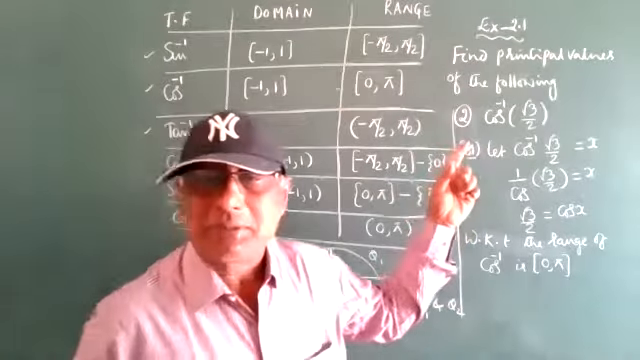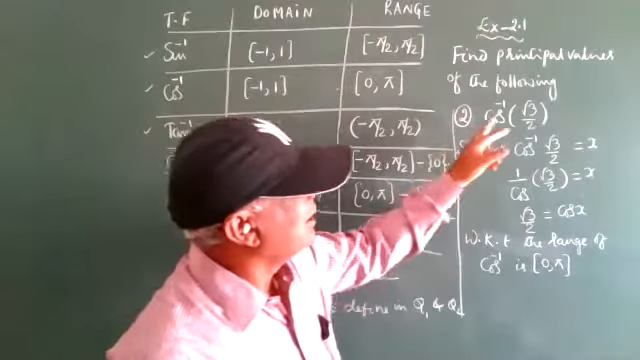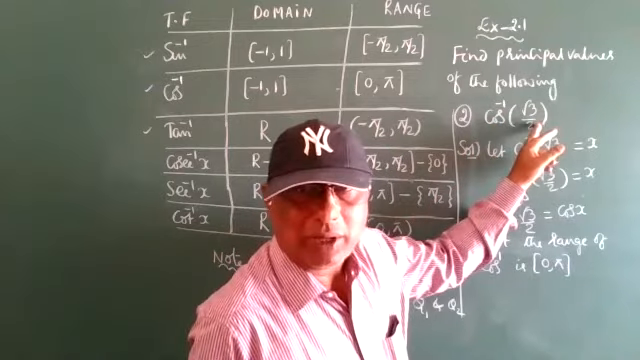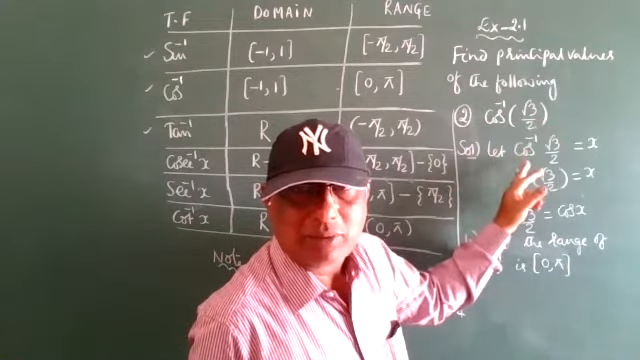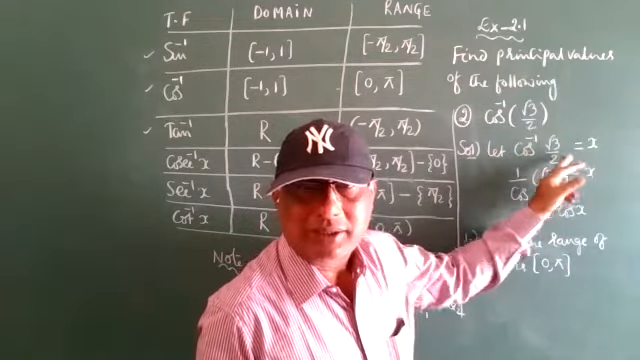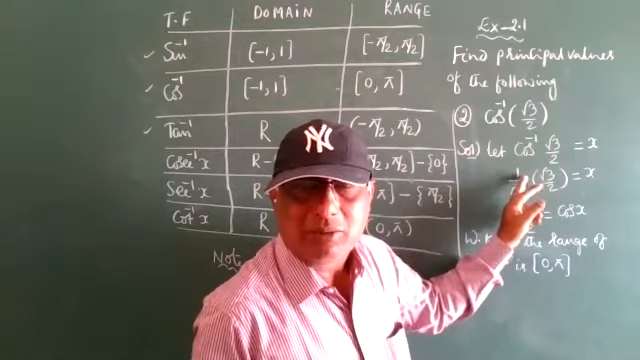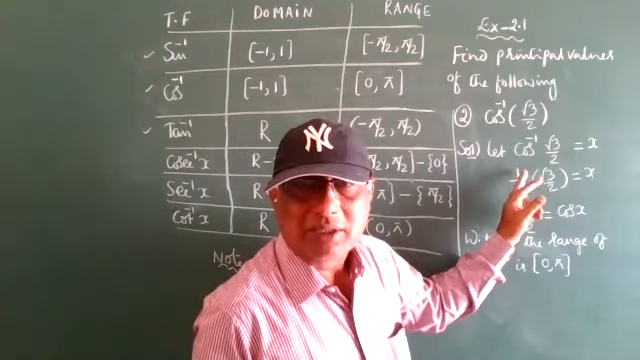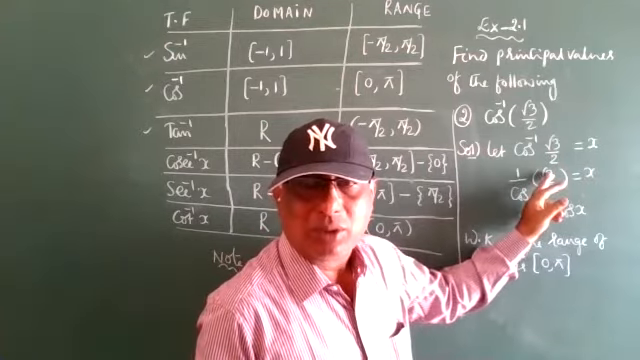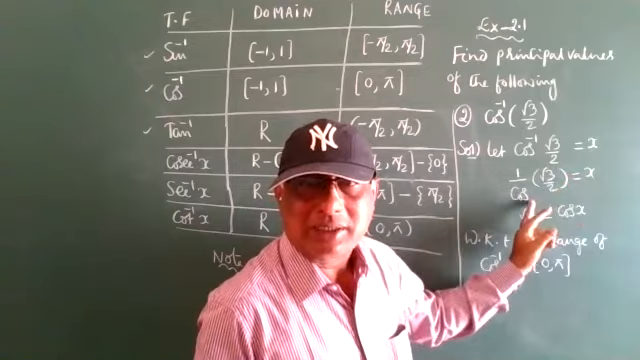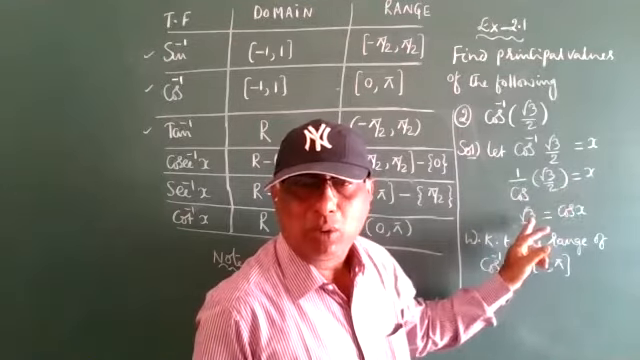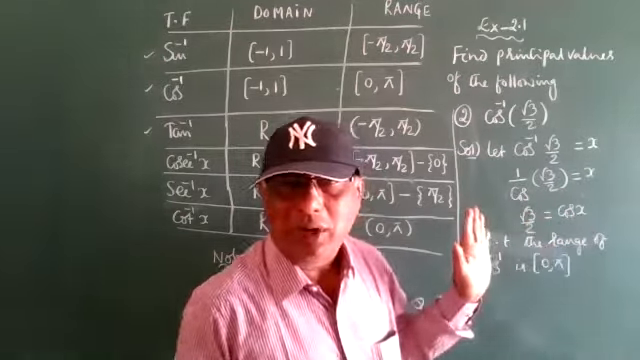So once again, I am explaining. You can see cos inverse of root 3 by 2 is equal to x. Inverse means 1 by cos. So root 3 by 2 is equal to cos x, by cross multiplication.